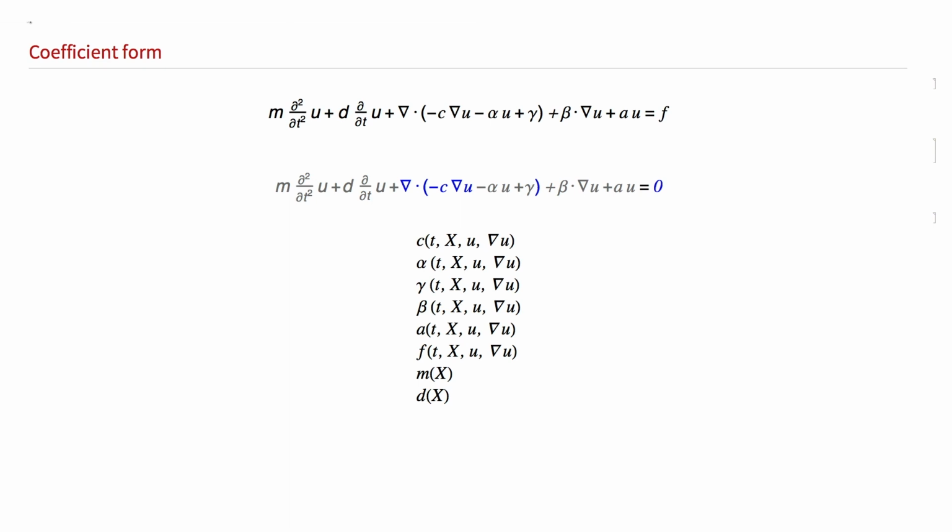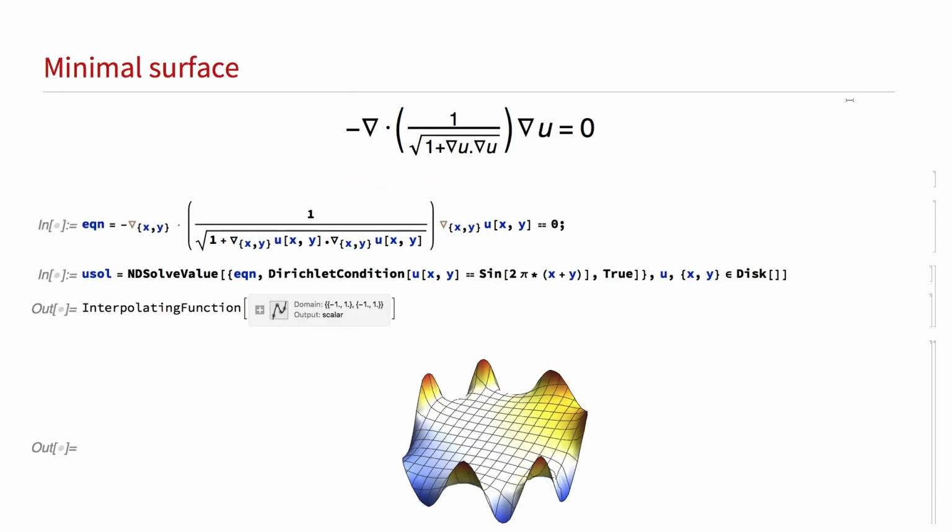Now, these coefficients, you could have them depend on time or space, the capital X here. They can depend on the dependent variable u and the derivative of the dependent variable u. The only exception to that is that m and d, so the transient coefficients, they only can depend on the spatial coordinates, but not on time and dependent variables. So they are linear, essentially. Right. So we'll start with a simple example.